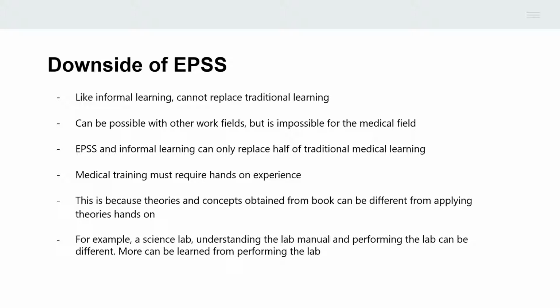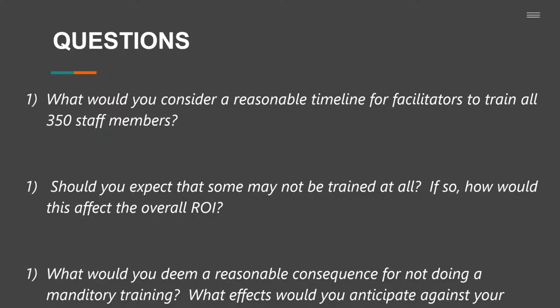Now, based on the scenario, some of the questions that we thought we were going to pose were: if you were in this situation, what would you consider a reasonable timeline for facilitators to train all 350 staff members? It's a lot of people. Should you expect that some of them may not be trained at all? Is it realistic to think that all 350 people will be trained within a specific time? And how would this affect the overall ROI?